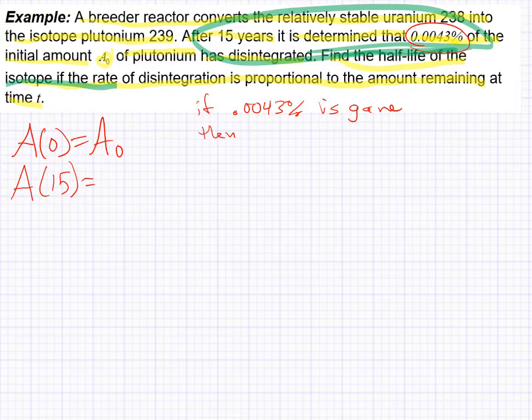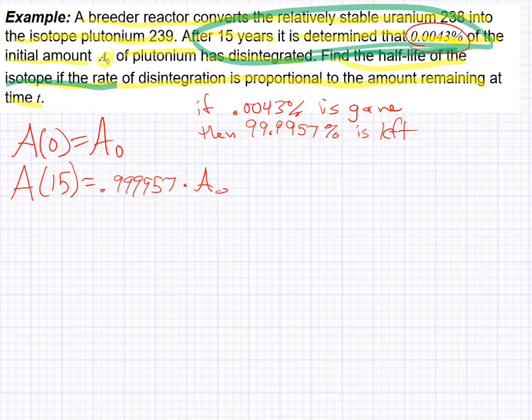We know that 99.9957% is left. Okay? So after 15 years, we have 0.999957 times the initial amount. Okay?